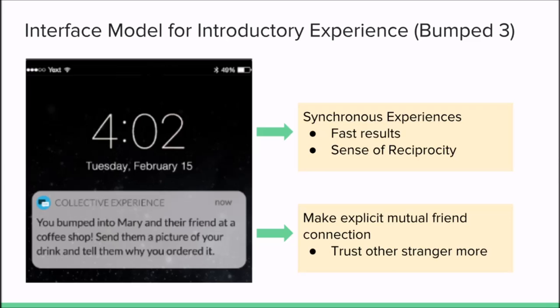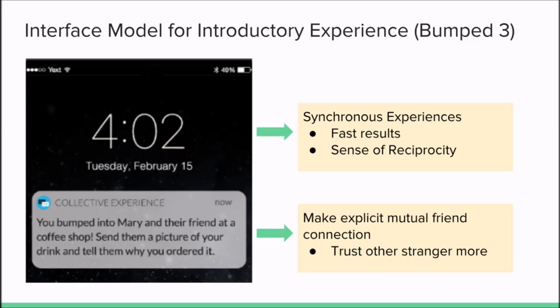And getting results quickly means that it seems like the other two participants in the experience are responding directly to you as a user. By having these fast responses, the sense of reciprocity is maintained. You submit your caption or pictures during an experience, and you quickly get other people's captions and photos. So it seems like these people are responding directly to you.